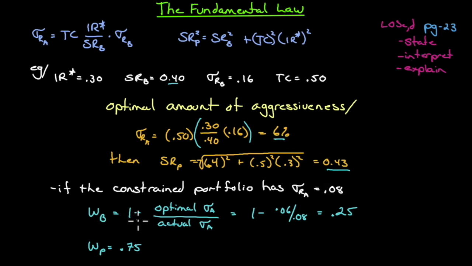So the weight on the benchmark is 1 minus 0.75, or 25%. The weighting on the portfolio is 75%. So if we have $1 million, $250,000 goes into buying the securities of the benchmark, replicating the benchmark. The other $750,000 stays in the actively managed portfolio, which would give us an active risk of 6%.